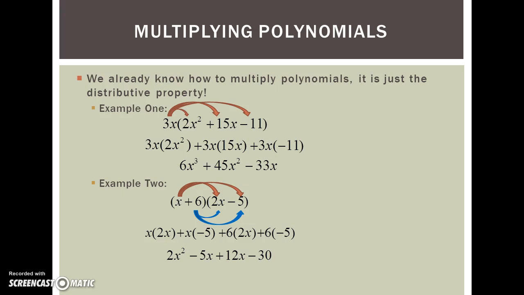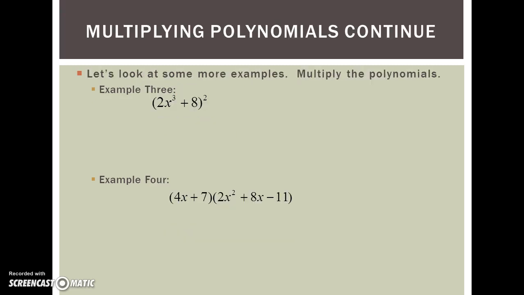Now, when we multiply things bigger than a monomial, sometimes we have to combine like terms to get the final answer. So here, negative 5x and positive 12x are like terms. So our final answer is 2x squared, sorry, there should be a squared there, plus 7x minus 30.